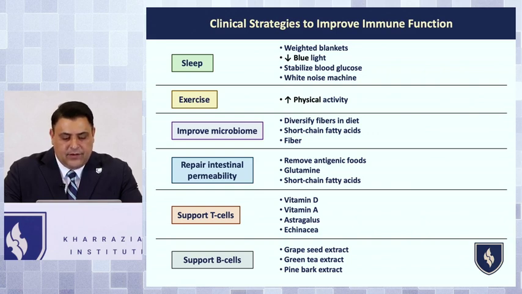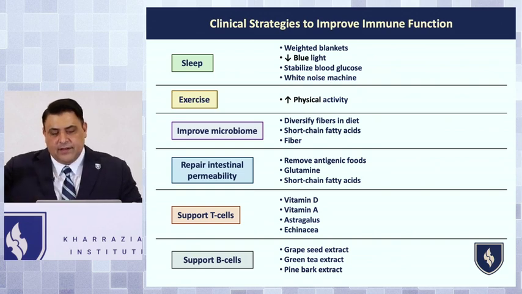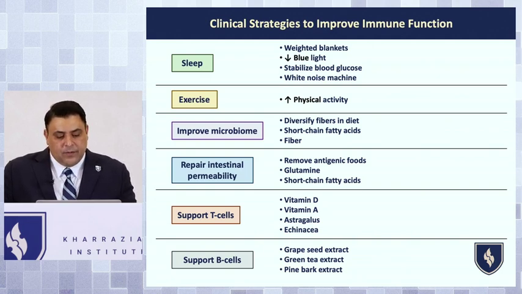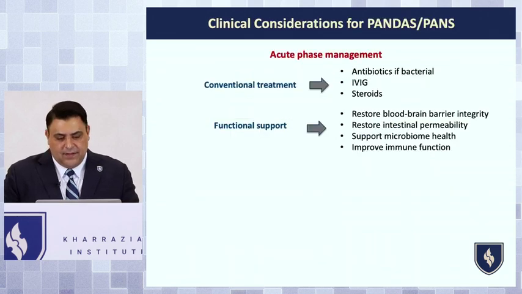They work great. Decreasing blue light. Remember, blue light also has EMFs. Stabilize your blood sugar, especially if they're waking up in the middle of the night. Make sure their blood sugars are stable before they go to bed. White noise machines make a consistent sound that helps people fall asleep as well. Physical exercise, improving the microbiome, restoring intestinal barrier, supporting T cells, supporting B cells. Any of these strategies may be something to consider in the acute phase management.